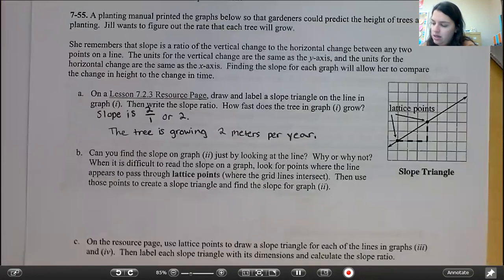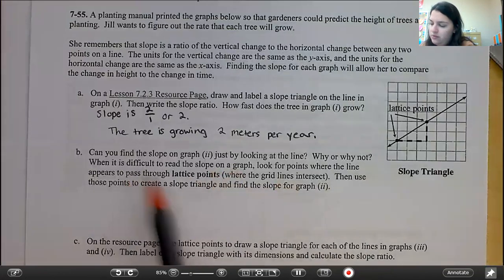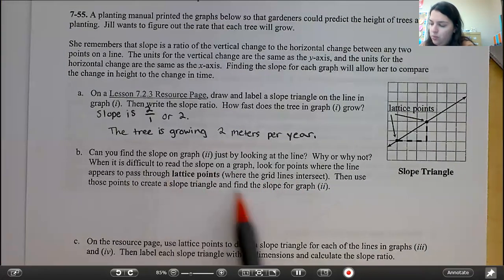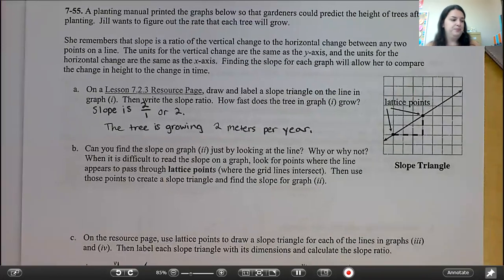Part B says, can you find the slope on graph 2 just by looking at the line? Why or why not? When it is difficult to read the slope on a graph, look for the points where the line appears to pass through lattice points, where the grid lines intersect. Then use those points to create a slope triangle and find the slope for graph 2. So go ahead and try part B.